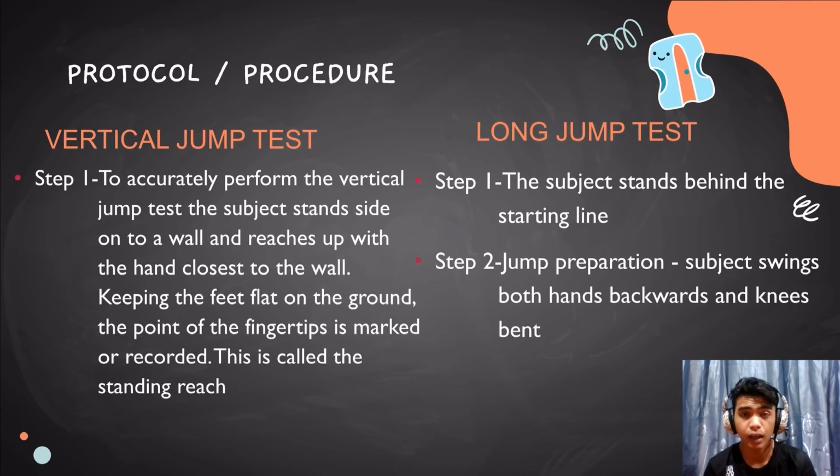In this slide, I will talk about the protocol or procedure of the vertical jump test, which has 3 steps. Step 1. To accurately perform the vertical jump test, the subject stands side onto a wall and reaches up with the hand closer to the wall, keeping the feet flat on the ground. The point of the fingertips is marked or recorded. This is called the standing reach.